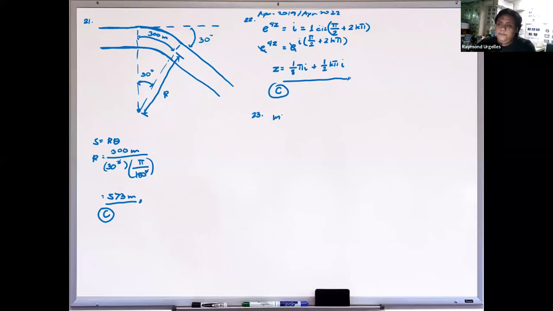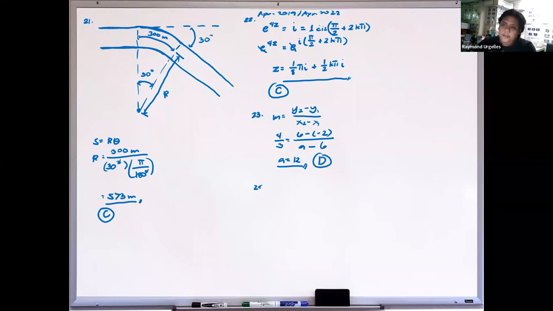So again, slope is equal to delta y over delta x. Our y sub 2 is A, so A minus y sub 1, that's 6 minus negative 2. Then our x sub 2 is A, minus x sub 1 is 6. And this is given as 4/3. When you solve this, A is equal to 12. So this is letter D. Okay, next number, 24.